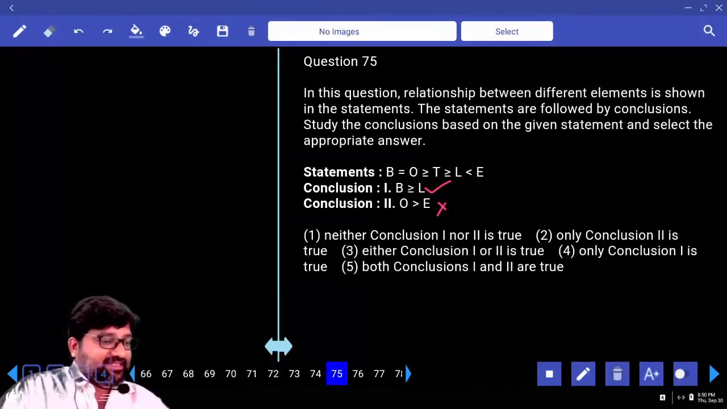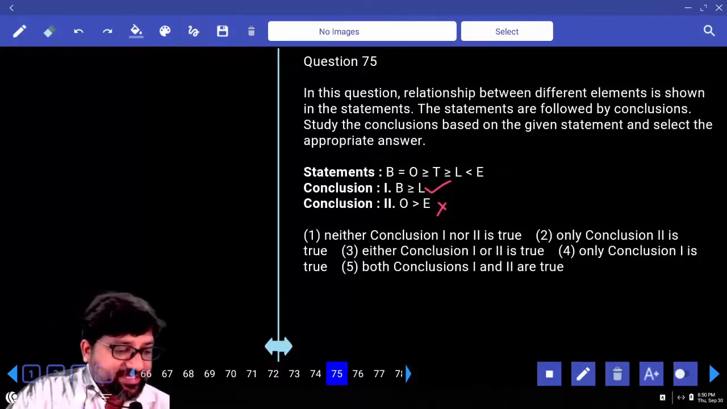So next, if we go to the A set, we'll go to question number 79 directly.